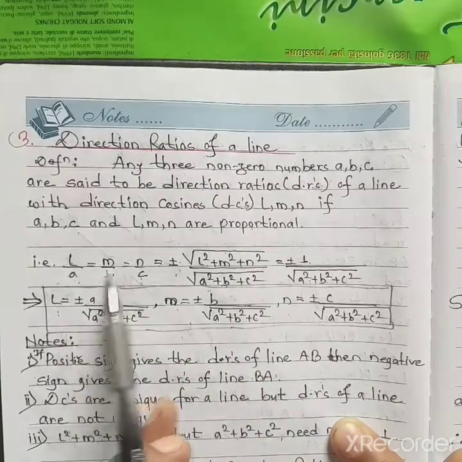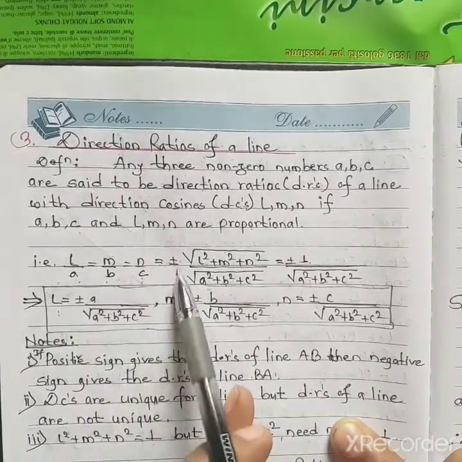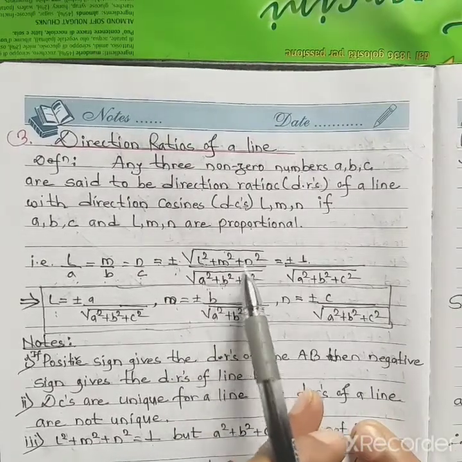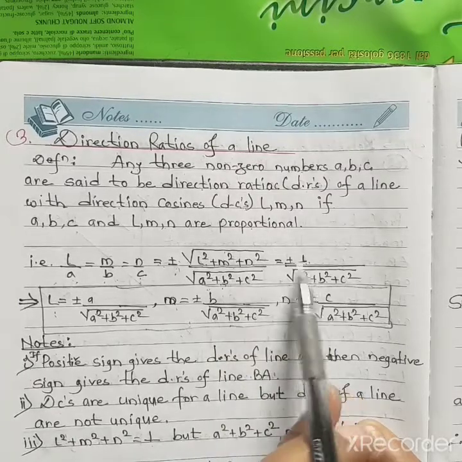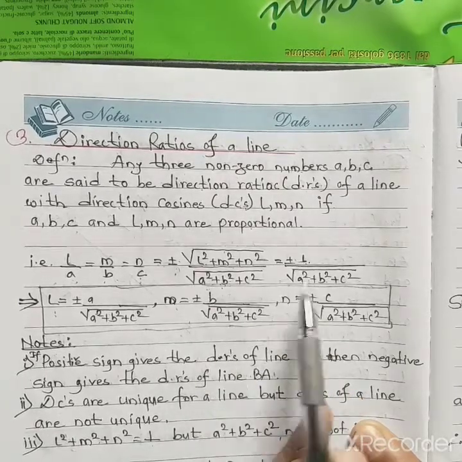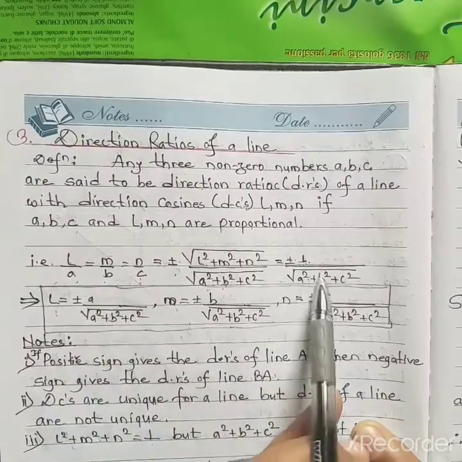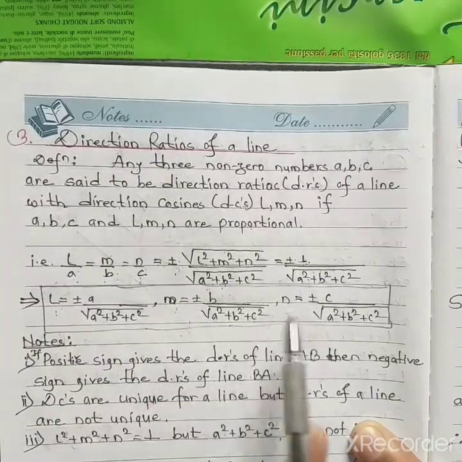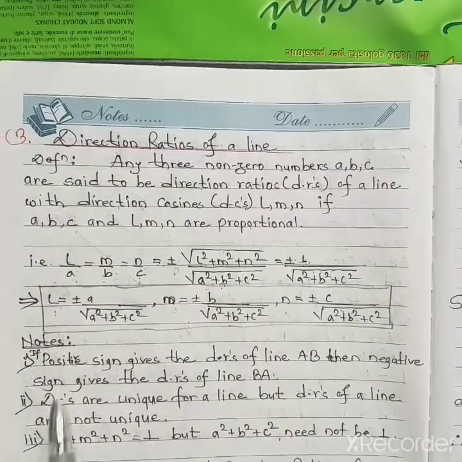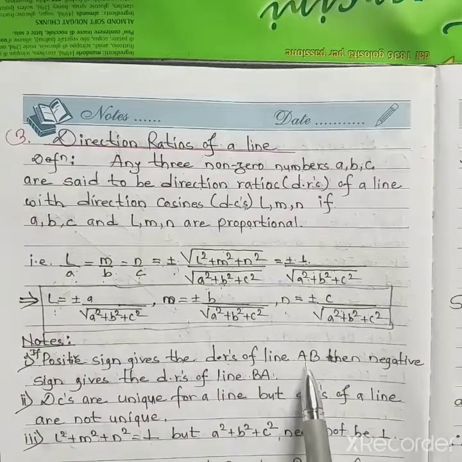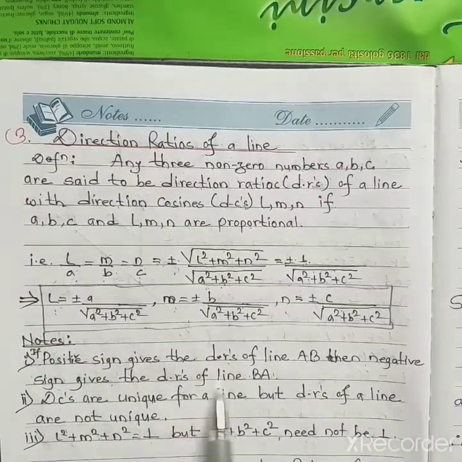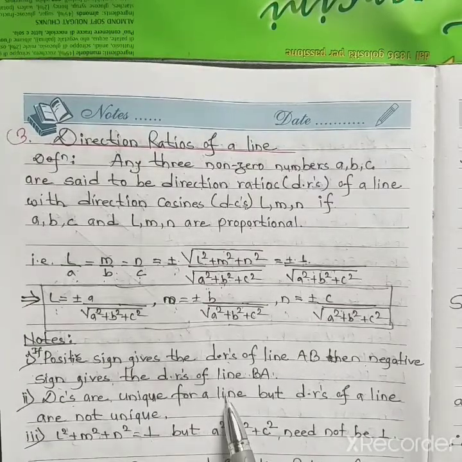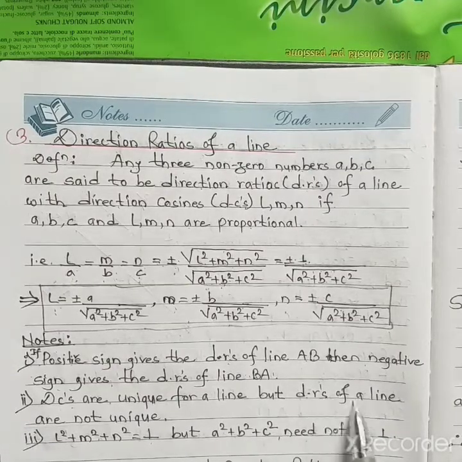That is, l upon a equals m upon b equals n upon c equals plus minus 1 upon the square root of a square plus b square plus c square. As before, I have proved l square plus m square plus n square equals 1, and the square root of 1 is 1. So equating first and last, second and last, and third and last ratios, we get l, m and n. If the positive sign gives the direction ratios of line AB, the negative sign gives the direction ratios of line BA. And don't forget that DCs are unique for a line, even if the lines are parallel. But direction ratios of a line are not unique.